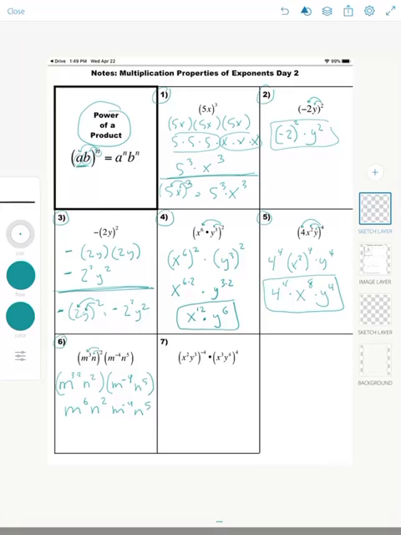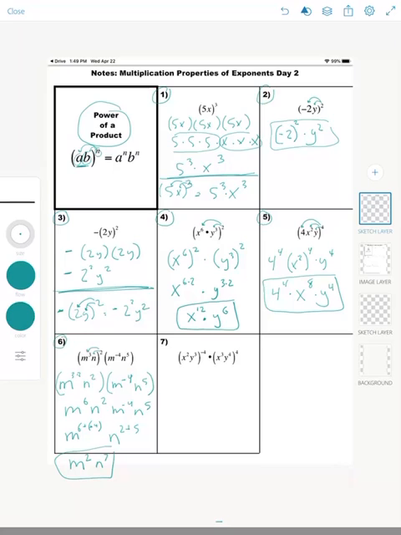Now hopefully you remember your other rule from yesterday. When you multiply powers with the same base, you add the exponents. So rearranging, we have m to the 6 plus negative 4, n to the 2 plus 5, and so that becomes m squared n to the 7th.